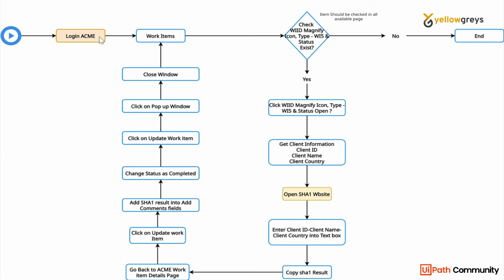As per our process story, we are going to log in to ACME, then click on work items, then fetch those work items. After getting the client information, client ID and client country, we process further. So this login, this work item part, and checking the work item based on our category, we start processing from here. From here to here, we are converting this process into the dispatcher, and from here till the end, we are going to convert it into the performer bot.